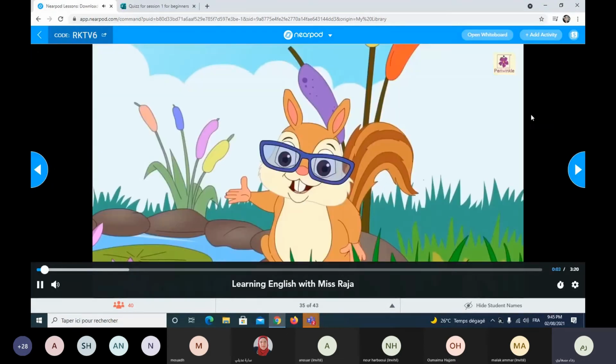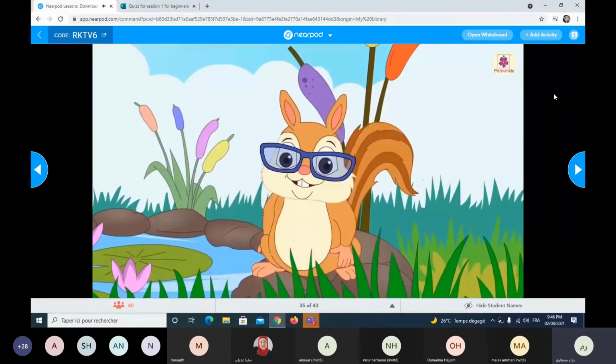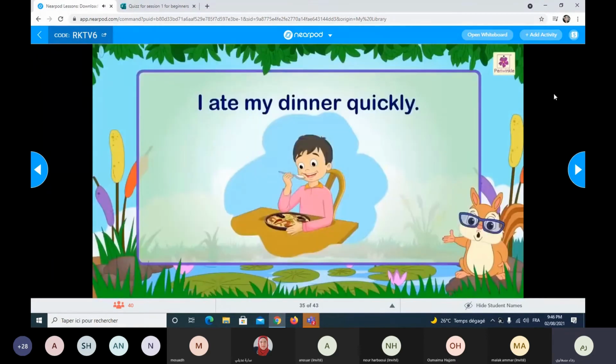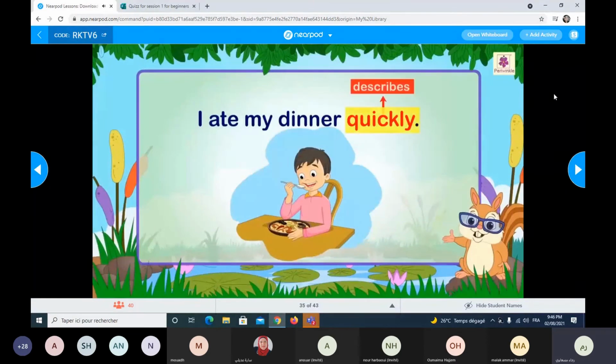Nikki is telling Ricky about words that describe an action verb. For example, I ate my dinner quickly. Here, quickly tells us how the action happens. That is, quickly describes the action word ate.